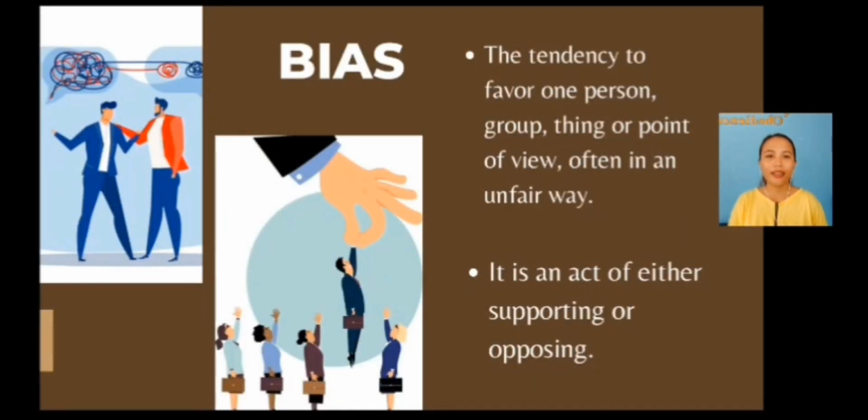First, let's have bias. Everybody read. Bias is the tendency to favor one person, group, thing, or point of view, and it is often done in an unfair way. Bias is our act of either supporting or opposing someone. Basically, bias is our tendency as humans to give favor or support to someone with certain reasons in mind. Reasons include us being connected or having a close relationship with that person or a group of people. So basically, we see this bias in our community, especially when our relative or a friend is in a quarrel with someone. So what happens is we basically tend to favor that someone who is our friend over that other person.